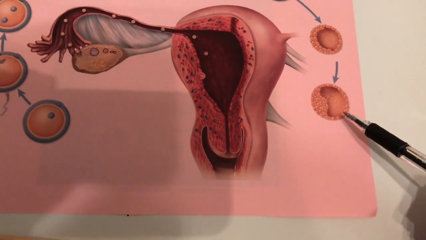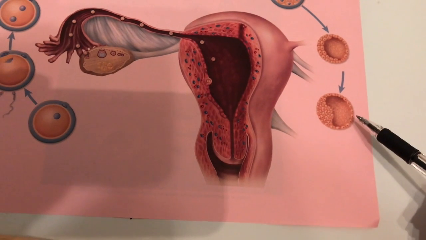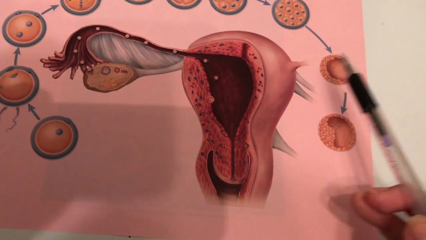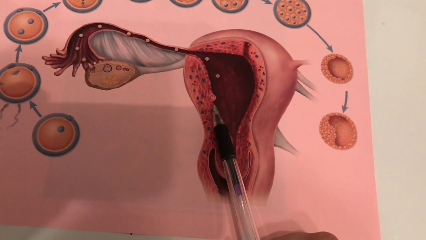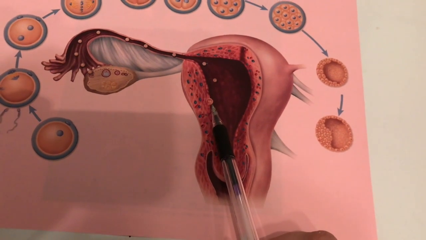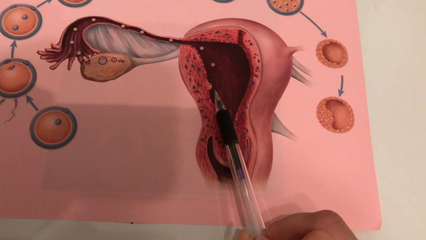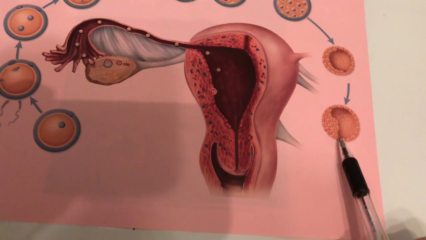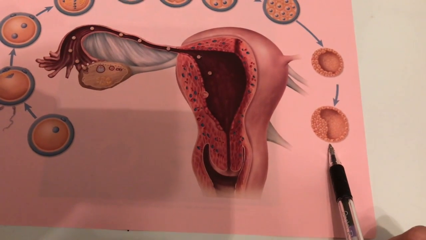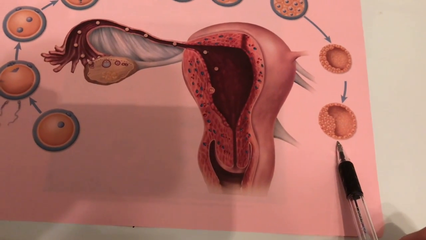So usually this will become implanted into the uterus, so we can see it here. It's implanted on the uterine wall. Usually this happens around day 6 to 7 after fertilization.